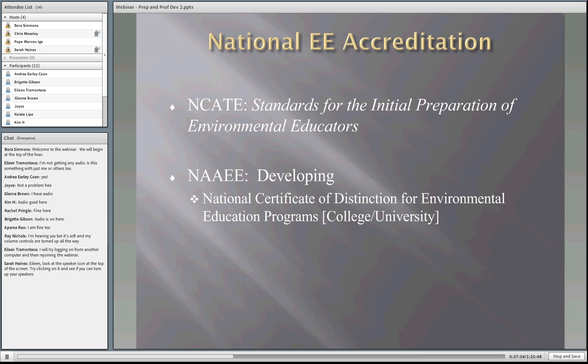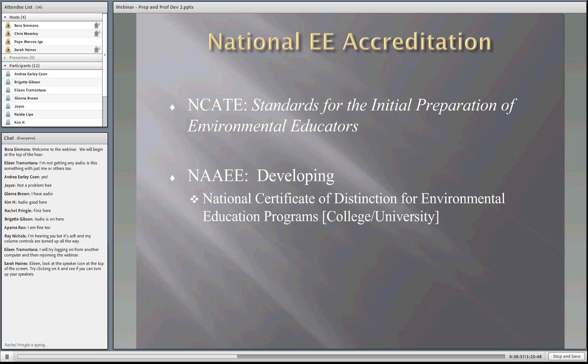So when a college or university prepares science teachers, they not only use the overarching NCATE standards, they also use standards that are developed specifically by NSTA for science educators. What we've done is we've created the standards for the initial preparation of environmental educators. They were approved by NCATE back in 2007, and they're now being implemented. So there are universities out there that are using these standards for the development of their teacher preparation programs.